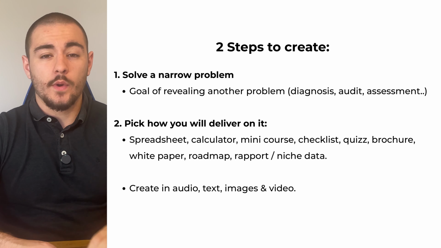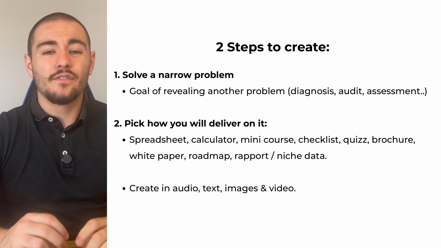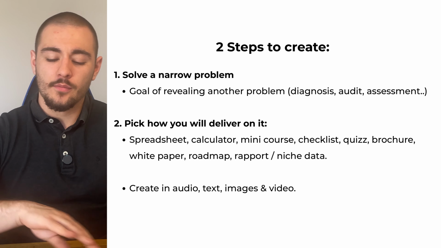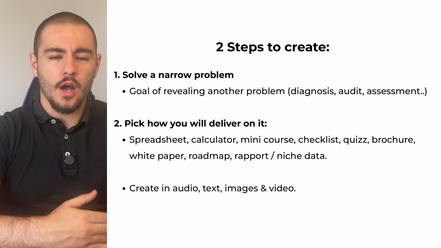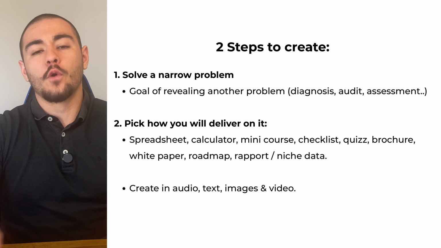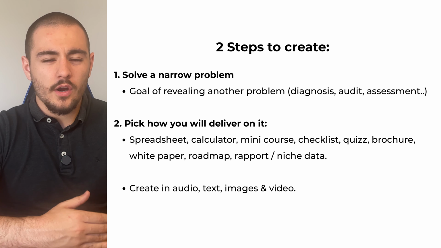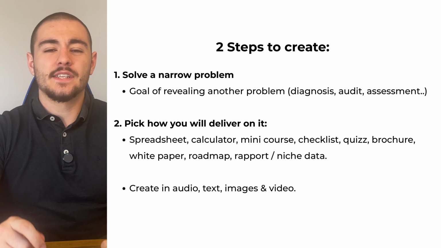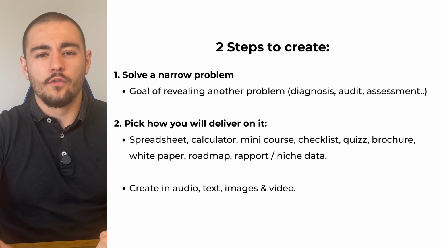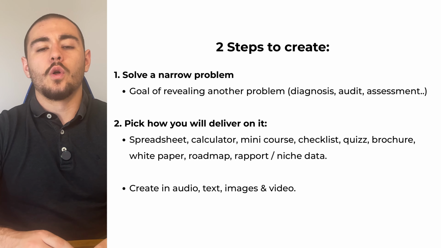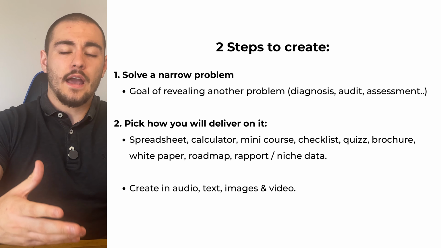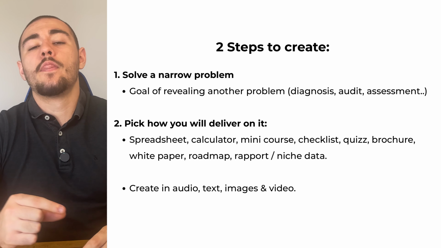So there's 2 steps to create a lead magnet. The first one is solve a narrow problem. So of course, before that, you need to get the list of problems. Remove your product just for a second. What is the list of problems that your ideal target client has before they get your product? What are all of these problems? Then pick one that is going to be either the earliest one or the one that can get the most value for your ideal client. And your goal is going to be to solve that very narrow problem for them, and through helping them with that problem, revealing another problem.